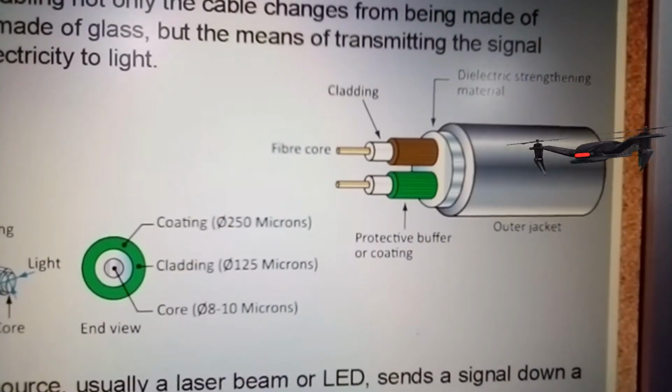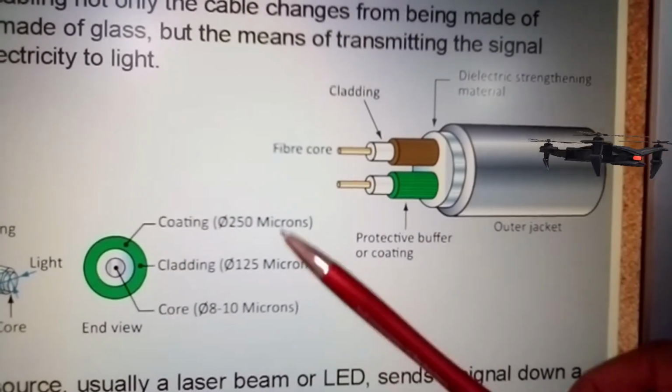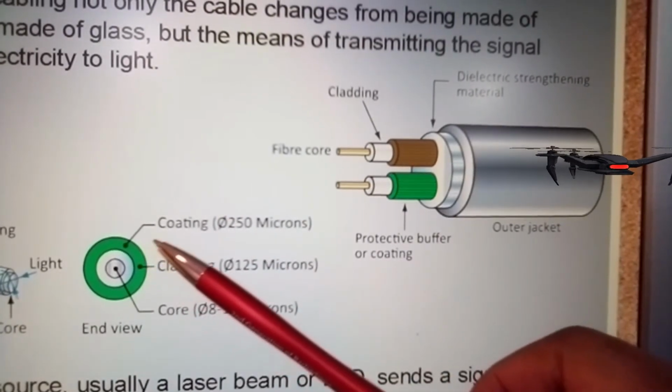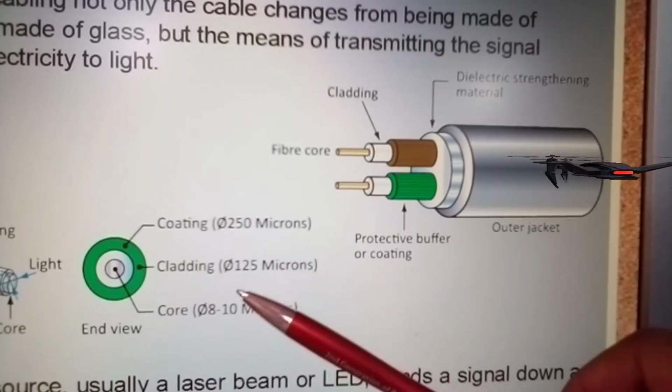Now here we're looking at what? Coating so many microns, etc.